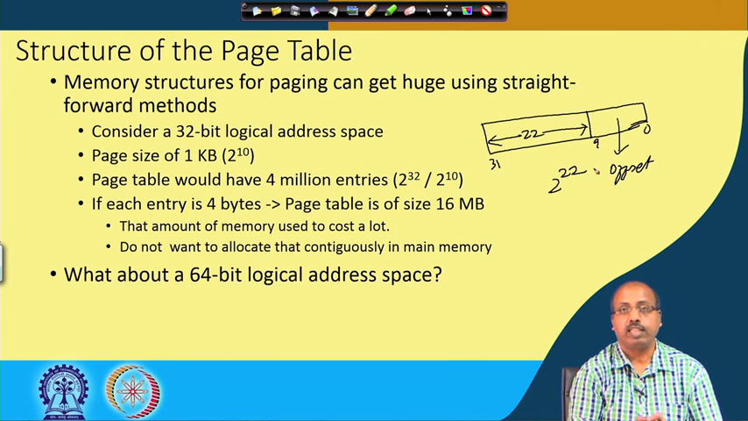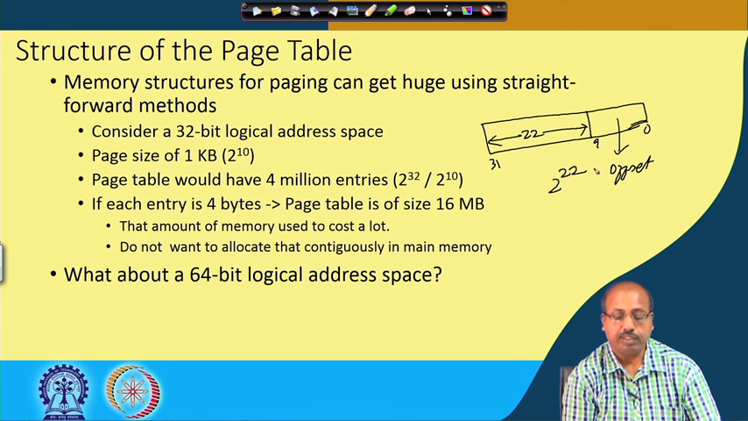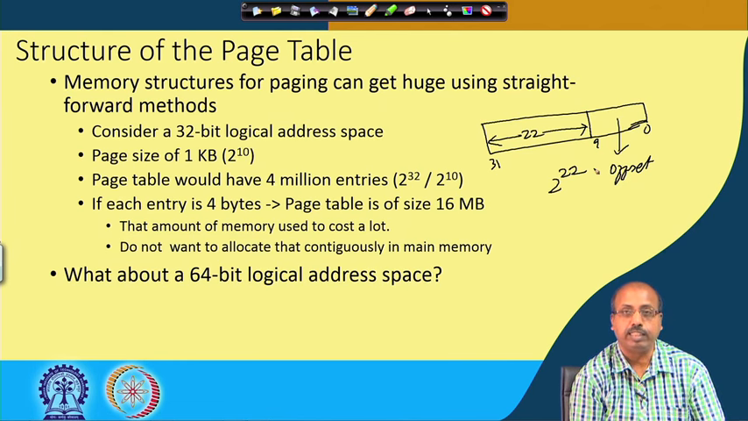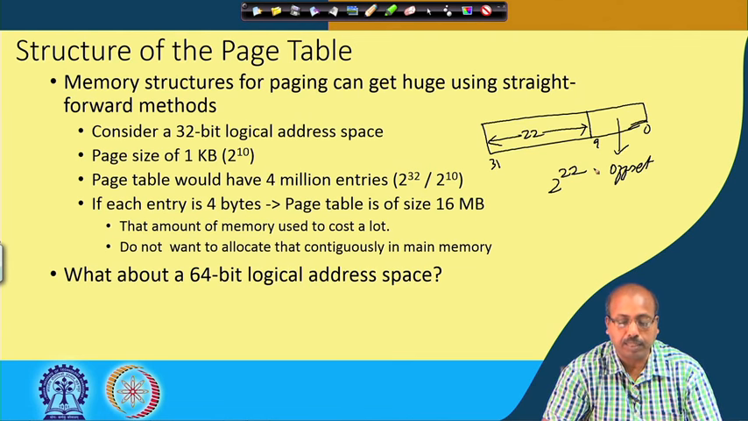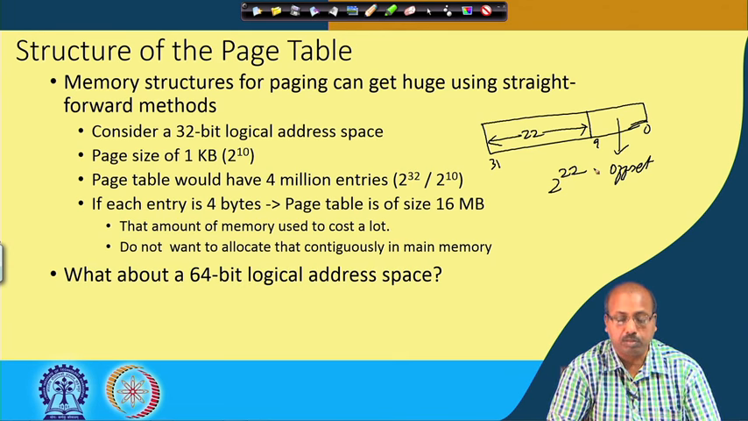If a process can literally be so big, it will have 2 power 22 entries. Now, if I say that each entry is 4 bytes wide, because each entry tells me the corresponding frame number, so if I assume that storing the frame number needs 4 bytes, then the page table will be of size 16 megabytes. That is a huge amount of space, and that amount of memory costs a lot.